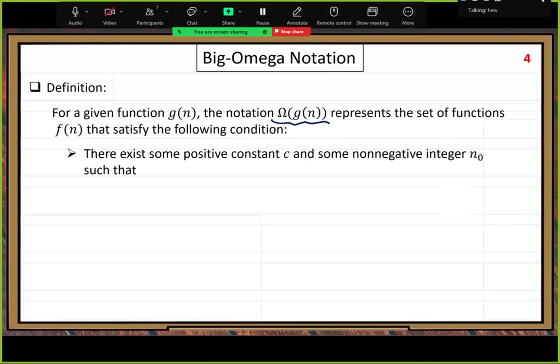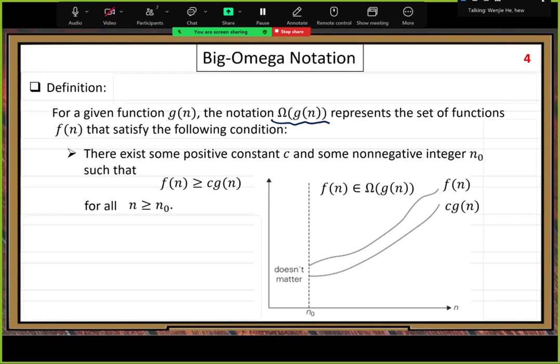Still, we use some positive constant c and n0, a vertical line, passing that overhead part. But we approximate the f function from the lower bound, from below. f of n this time should be greater than or equal to c times g function. So that's the big omega notation.